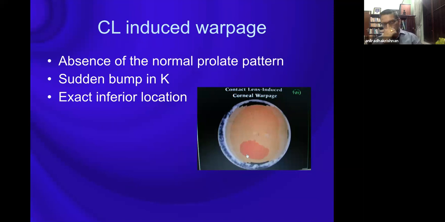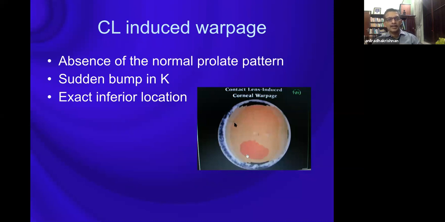Now, this is a patient who has got something called a contact lens induced warpage. This is a typical topographic pattern. Unlike keratoconus, usually the steepness of the cornea is seen not exactly inferiorly, it's either inferomedial or inferolateral, while in a contact lens induced warpage, you see that it's exactly at the inferior location.